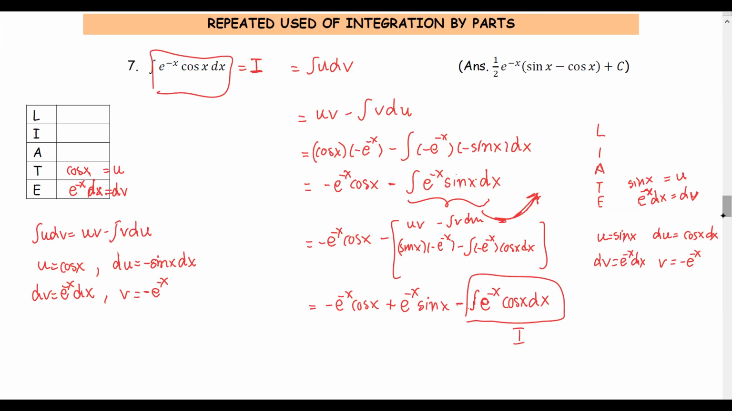If we see from the top down process here, the left hand side is I, which is the original integration, and another I appears on the other side, but with the opposite sign. So we add I to both sides. So we have 2I equals negative e to the negative x cosine x plus e to the negative x sine x.